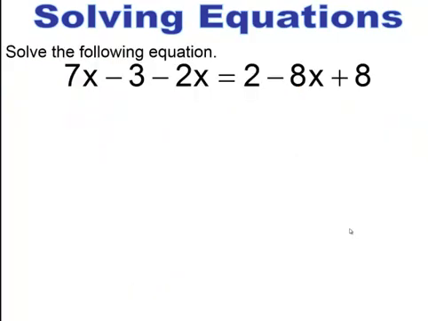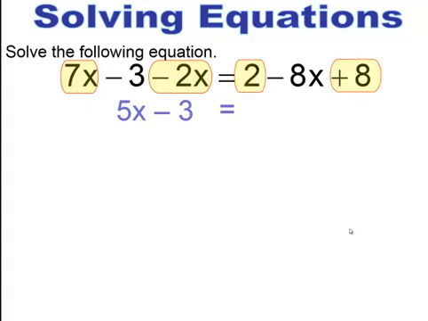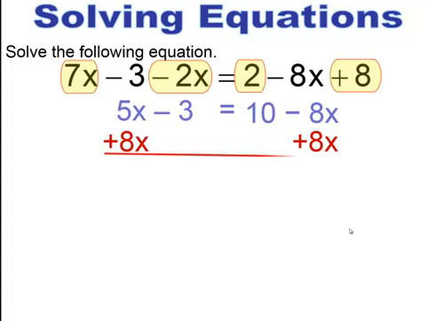Pause and try. So you're going to combine like terms on each side of the equal sign. I end up with 7x minus 2x is going to give me 5x minus 3. And then you see I have 2 plus 8 is going to give me 10 minus 8x. And now you're going to get the variables to one side of the equal sign. I chose to move the 8x over to the 5x. I had to add 8x to both sides. And then I'm left with 13x minus 3 equals 10.